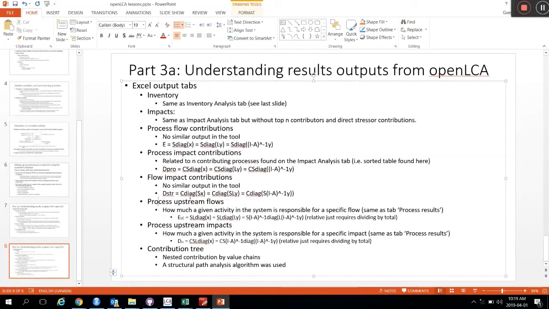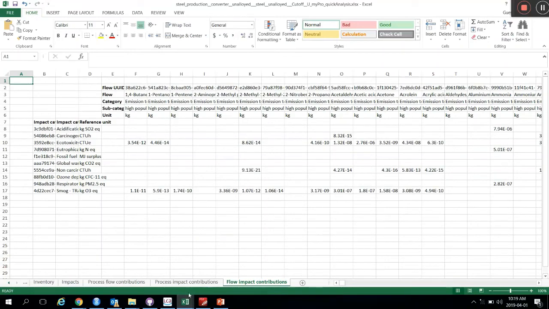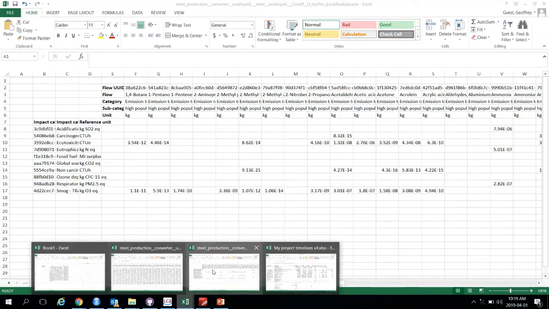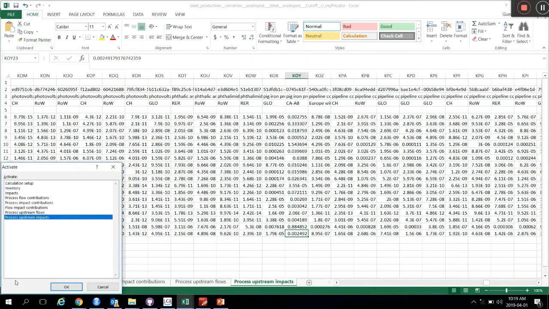Equals C, and instead of diagonalizing X, you diagonalize E, or the total elementary flows, which is S times X. All right, so that's about it for the quick analysis. There are no more tabs. And then if we go to the detailed analysis, we have some more tabs, but there's repetition in terms of what it presents.